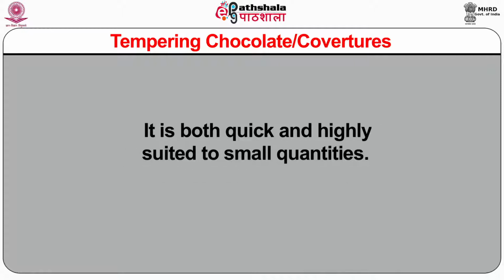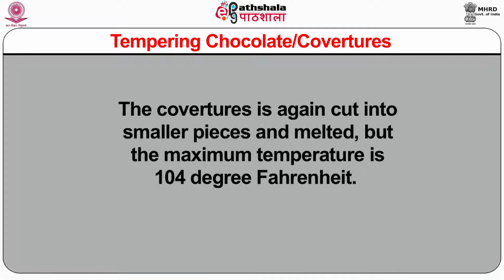The table method. The second method of tempering is the one most frequently used. It is both quick and highly suited to small quantities. The couverture is again cut into smaller pieces and melted, but the maximum temperature is 104 degrees Fahrenheit. About half the quantity of couverture is poured on a stainless steel slab or marble slab and immediately spread in order to let it cool down. Then it is scraped from the slab and mixed with warm couverture. One has to be agile enough while handling it as it tends to solidify.